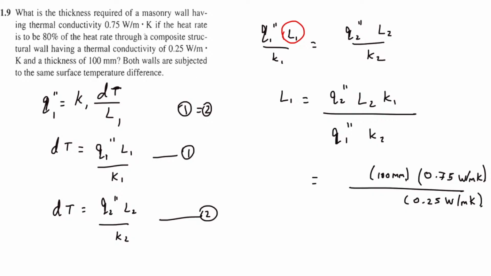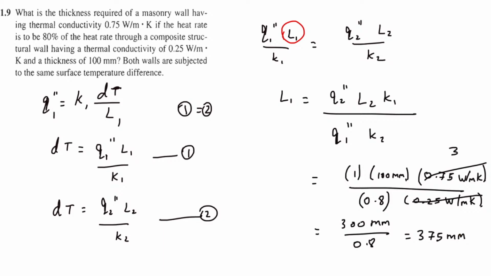And here they're saying that the heat rate of the first one is 80% of the second one. So the first one is 80%, so 0.8 here, and the second one is 100%, so we put 1 for that. Now if we solve this, that's going to give us the thickness. You get 3 here, so 300 millimeter divided by 0.8, and if you calculate that, you're going to end up getting 375 millimeter. Okay, that's the final answer.